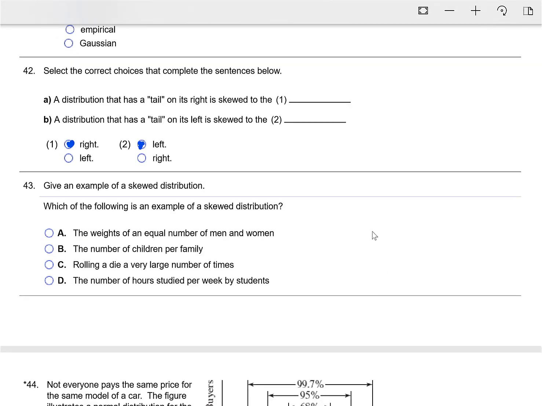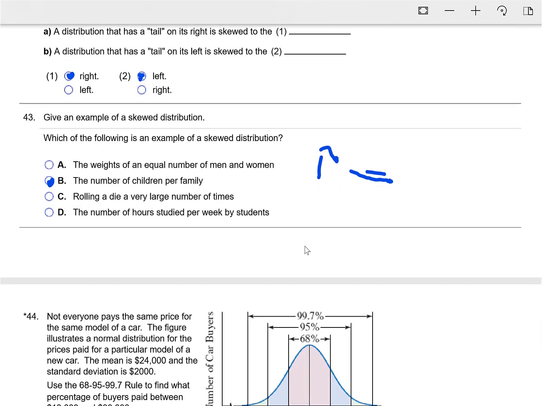Give an example of a skewed distribution. So remember, skew means it's going to have a long tail, so it's going to go up and then taper off either to the right or to the left. So the weights of an equal number of men and women, that would be bimodal. The number of children in a family, rolling a die a large number of times, the number of hours studied per week. Out of these choices, the number of children in a family is the most reasonable one because most families only have 1, 2, or 3 children, and then you have fewer families that have 4, 5, 6, 7.